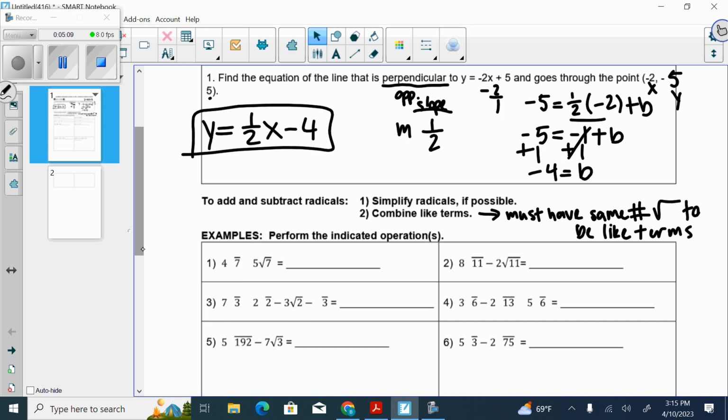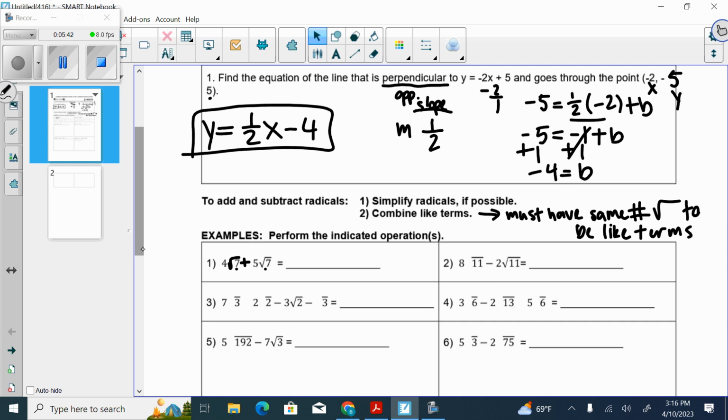All right, so on example 1, we have 4 square root of 7 plus 5 square root of 7. Well, can I simplify square root of 7 any more than it already is? No. Okay? Then that means we move on to combining like terms. Are the numbers underneath our square roots the same? Yeah, so we can combine like terms. So this is like 4x plus 5x. What is 4x plus 5x?